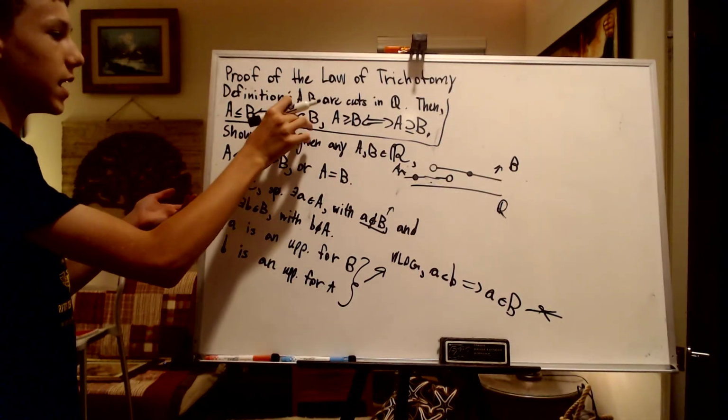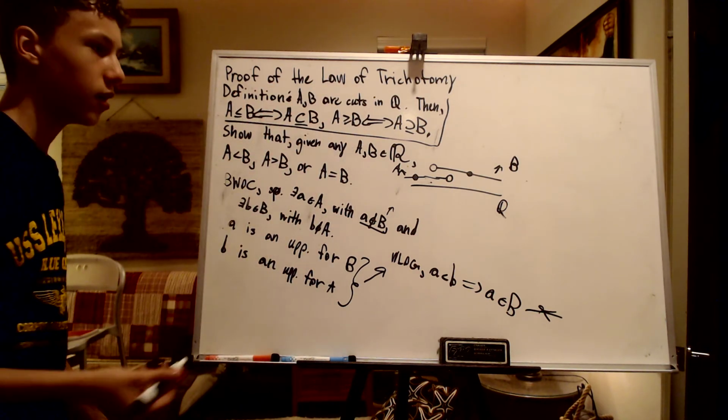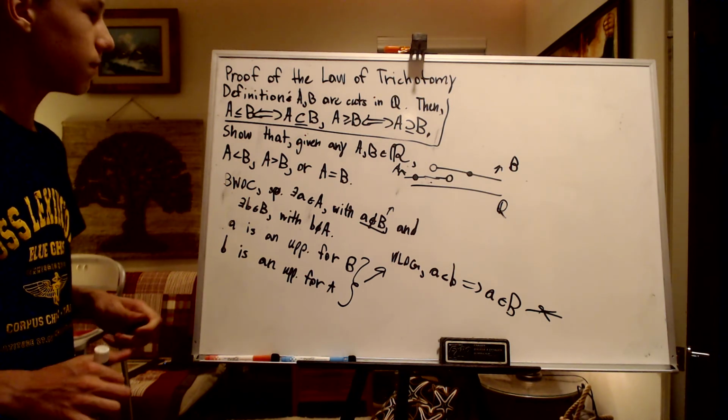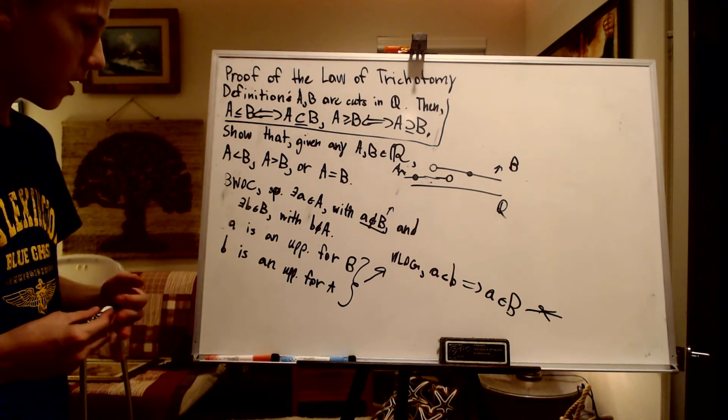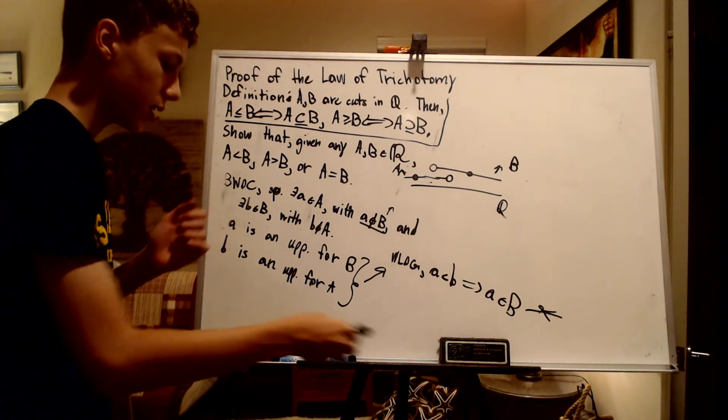Either A is a subset of B, B is a subset of A, or they're equal. And that's pretty much it. I hope you enjoyed that proof. It's quite elegant. It seemed pretty tricky at first, but with that simple trick, that finished the proof.